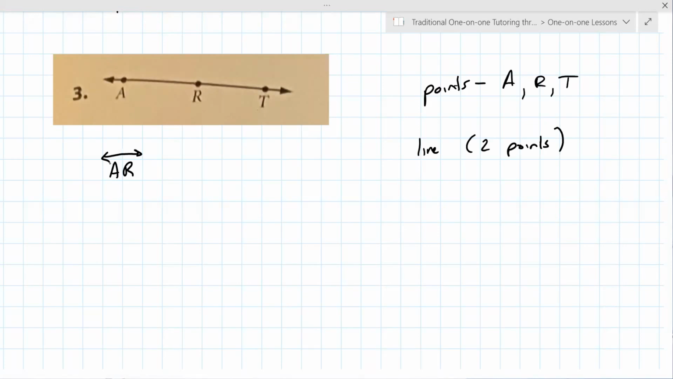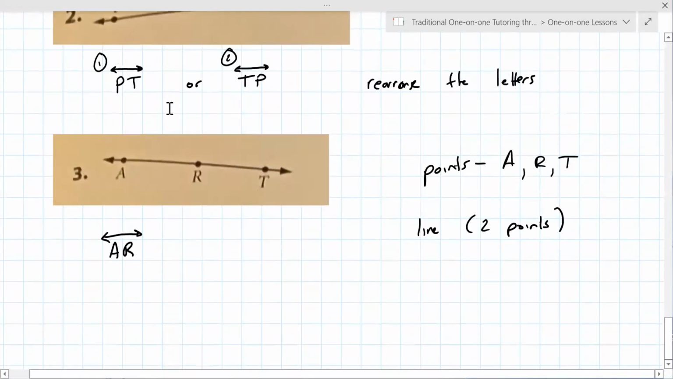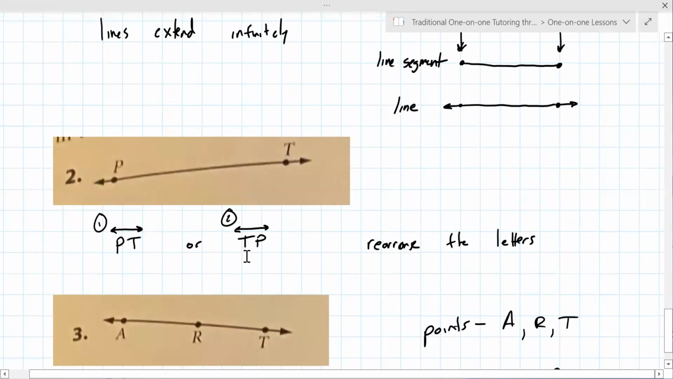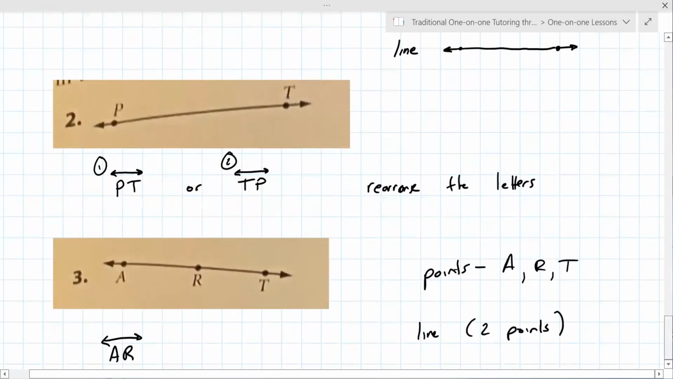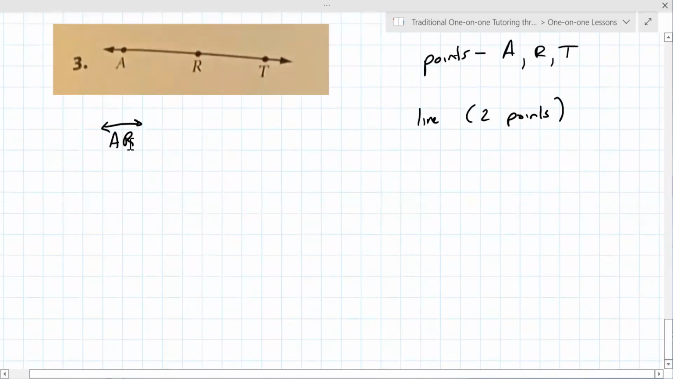So AR is just a normal line. Let's go back and look at the previous problem here. We called it PT and then TP. So let's go down to this problem. What is another name that you could give? RA. Very good. Okay. So we've used A and R.